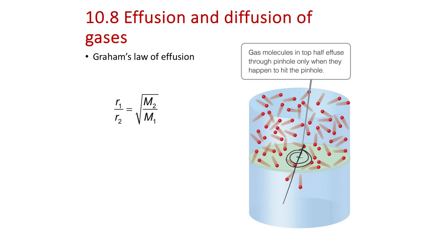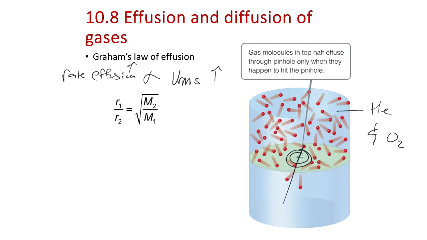So the rate of effusion is simply proportional to the root mean squared velocity. Anything that increases that velocity will increase that rate of escape. R1 is the rate of escape of component 1. So imagine we have two components here, a sample of, let's say, helium and O2. Two gases together inside of our container. We're going to call helium particle 1, and O2 particle 2.